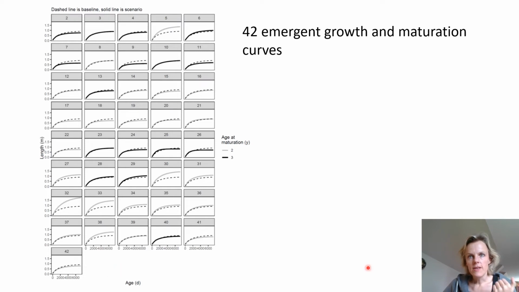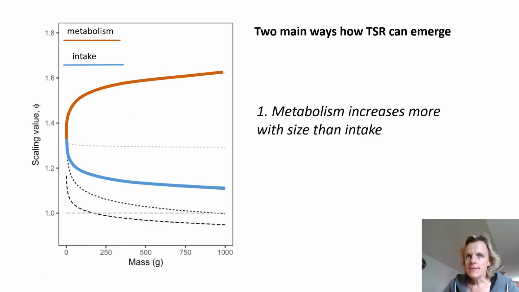Here they are. So basically, we want to see that juveniles are growing faster, that fish are maturing earlier, and that adults are smaller. So how many of these 42 scenarios produce these kinds of results? Basically, we found that there are two main ways how temperature size rule can emerge. Mainly, metabolism has to increase with body size faster than intake. So both of them are increased, but metabolism increases faster, and intake actually increases less in large individuals. So we get this big gap in size in the energy budget.